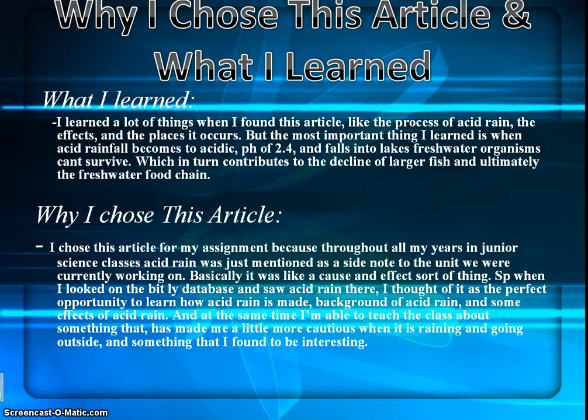The most important thing I learned about this article is the process of acid rain, the effects and places it occurs. But the most important thing I learned, which I found very surprising, is that when acid rain falls, it becomes too acidic, with a pH of 2.4. So for acid rain, the acid gets stronger as the pH gets lower. It falls into the lakes, and freshwater organisms cannot survive, which in turn contributes to the decline of larger fish and ultimately the freshwater food chain.